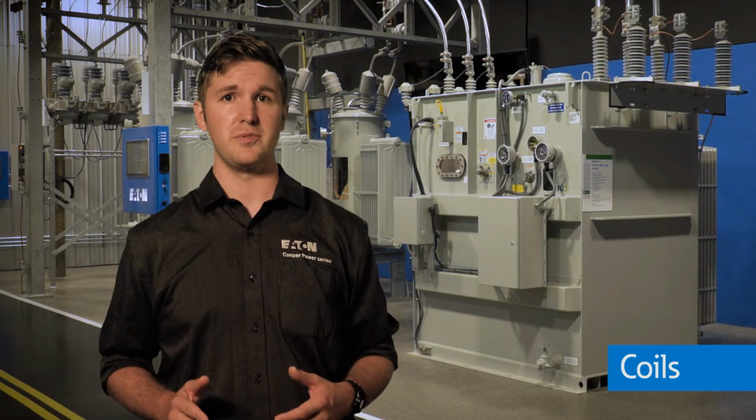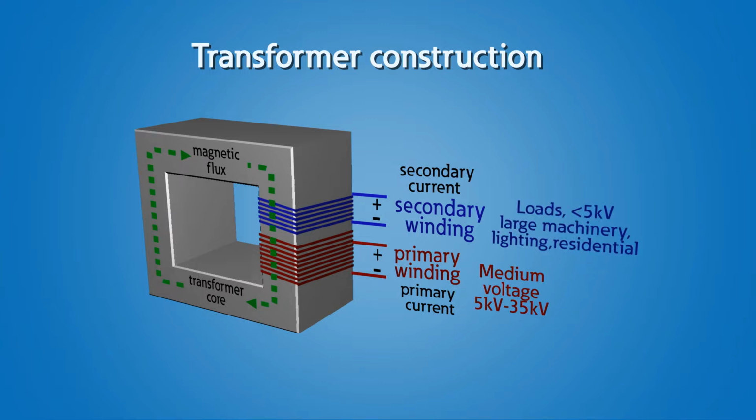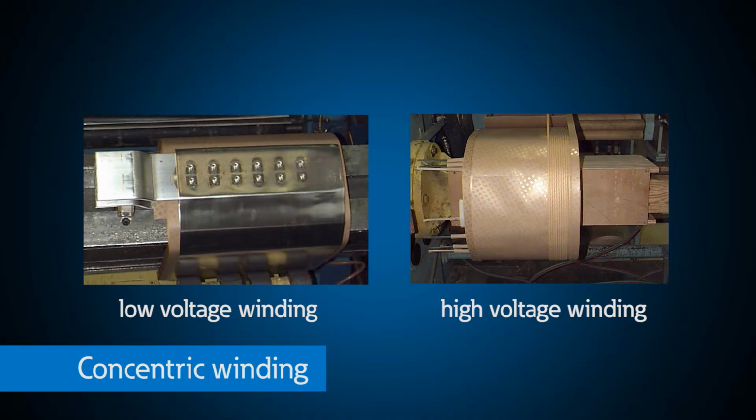Most medium voltage distribution transformers consist of two windings, the primary and secondary windings. The primary winding is connected to medium voltage, typically 5 to 35 kV, and the secondary winding is connected to the load, which can be a variety of devices from large machinery to lighting and residential devices, generally below 5 kV. The primary and secondary windings are layered concentrically to fit the core.